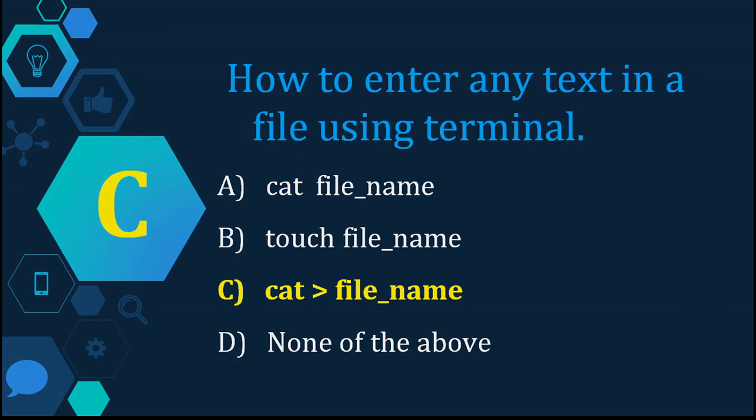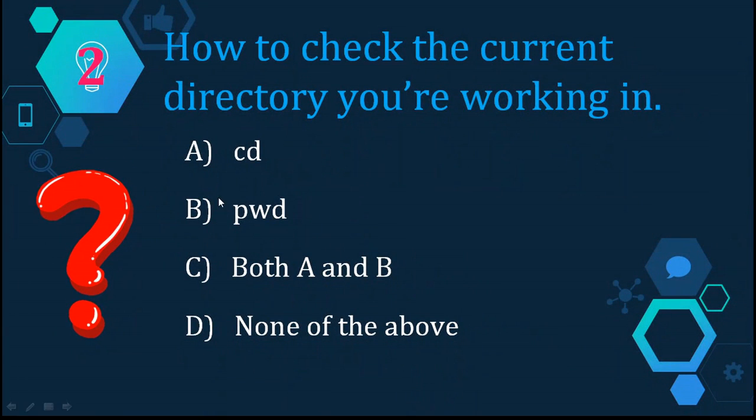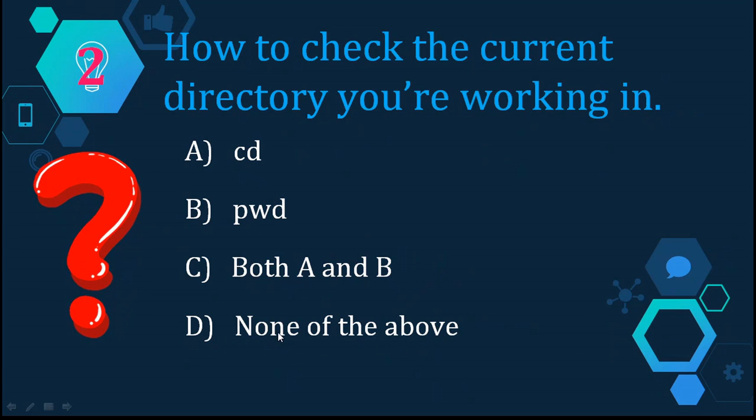Moving towards the next question. The second question is how to check the current directory you are working in. Option A, CD. Option B, PWD. Option C, both A and B. Option D, none of the above. Again, you can type your answers in the comment box.